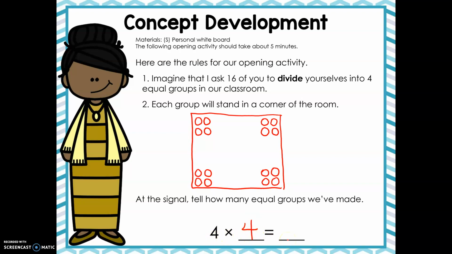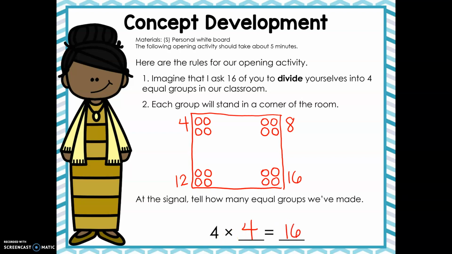So now we have to figure out our total. We can do that by skip counting by 4s. Let's do it together. We have 4, 8, 12, 16. So 4 times 4, or 4 groups of 4, is 16.